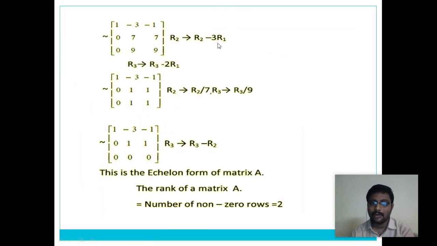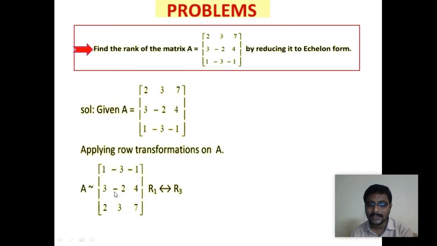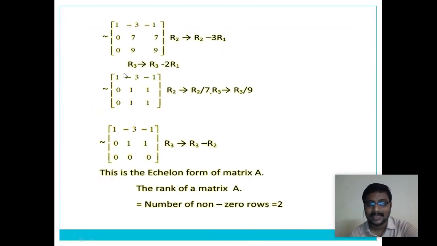Now applying R2 goes to R2 minus 3R1 and R3 goes to R3 minus 2R1. If we take these operations, these elements become zeros. If we make the elements below the principal diagonal zeros, then it is easy to decide the rank of the matrix. To get these elements as zeros, we apply the operations R2 goes to R2 minus 3R1 and R3 goes to R3 minus 2R1. If we apply these operations, this becomes zeros, like this.